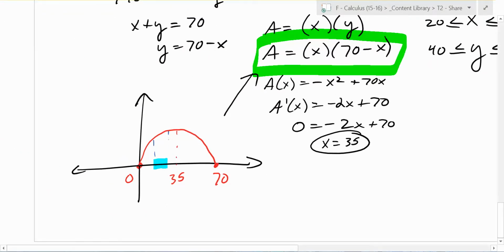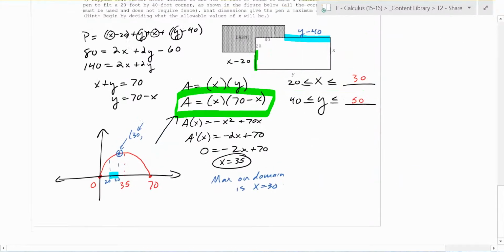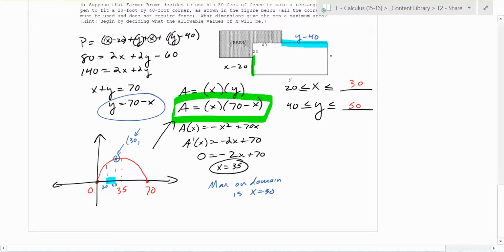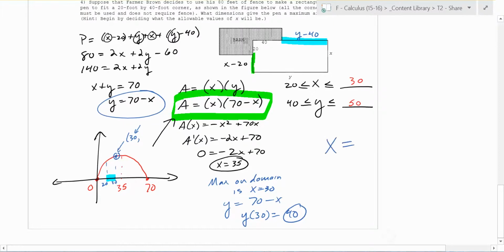So 20 to 30, where does the maximum occur? When X is 30. So the max on domain is X equals 30. But if X is equal to 30, what does Y have to equal? Well, we know Y is equal to 70 minus X. So Y of 30 is 40. So the answer to this would be X is 30 and Y is what?